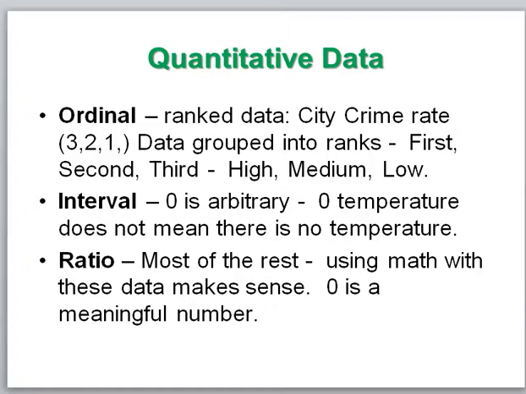The most common data that we're going to map for quantitative data is ratio data. And this is where the 0 is a meaningful number. So you can have no crime in a city. You can have no population over the age of 50 in a state.